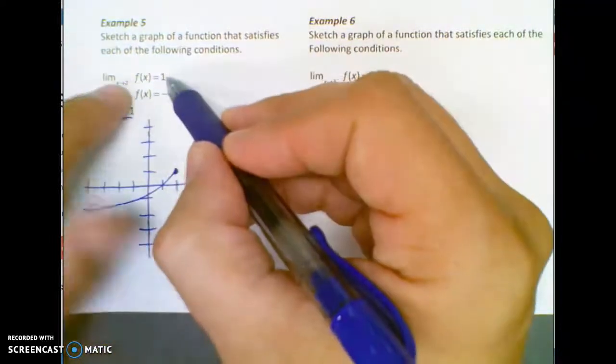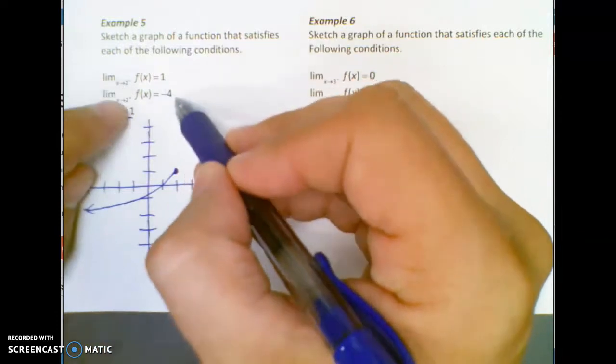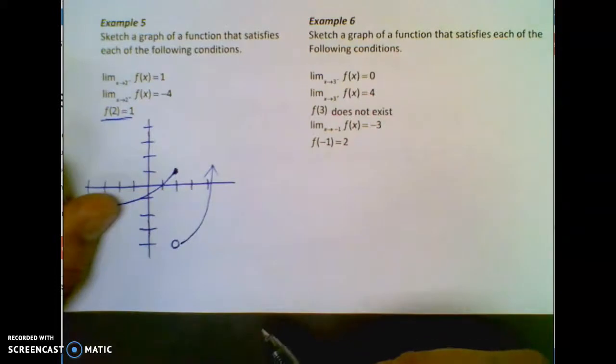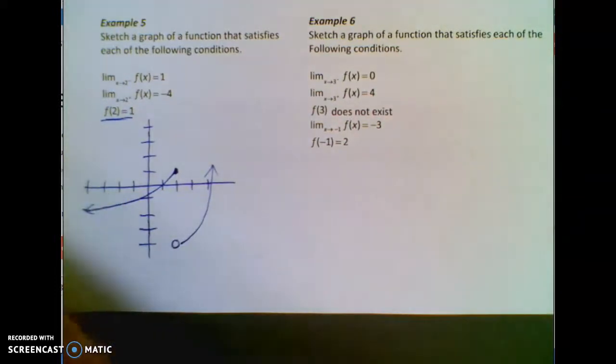So does that fit all three? From the left, you're up at 1. From the right, you're down at -4. And the actual point is up at 1. So there it is. Let's move to the last one.